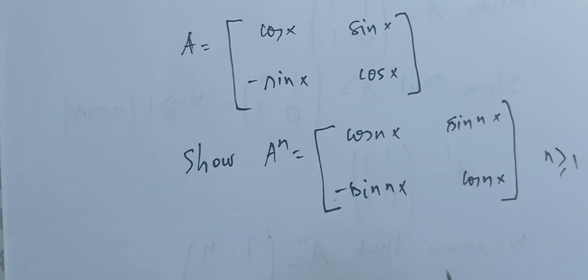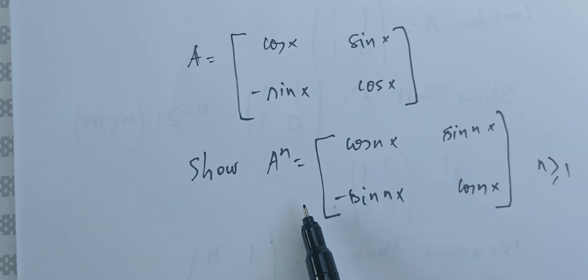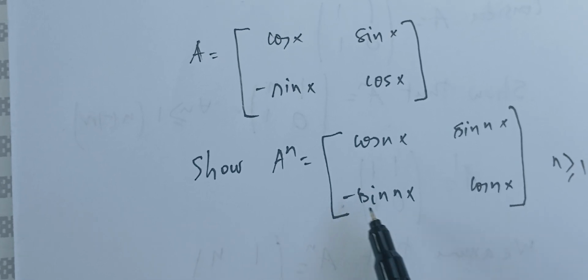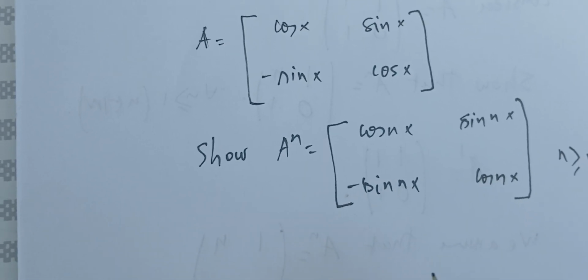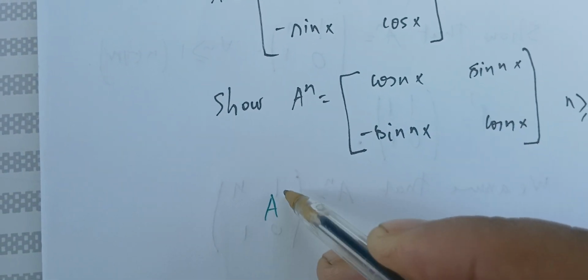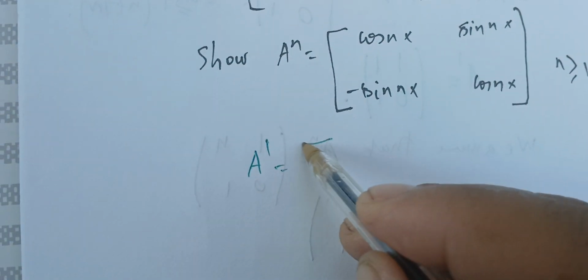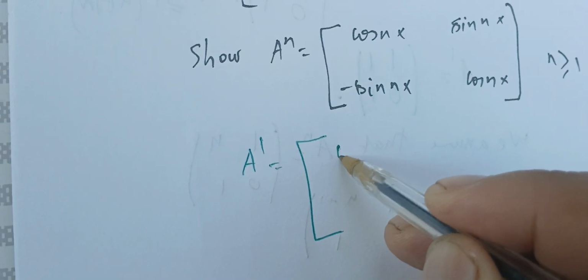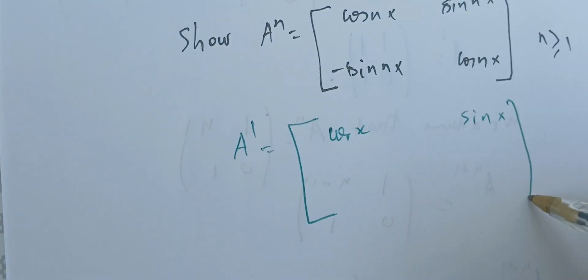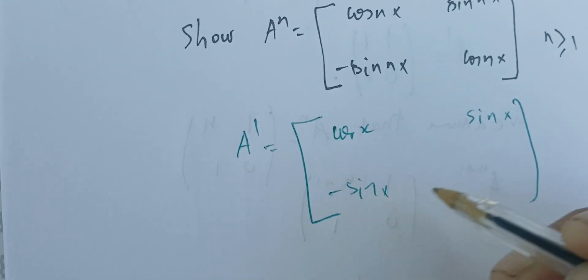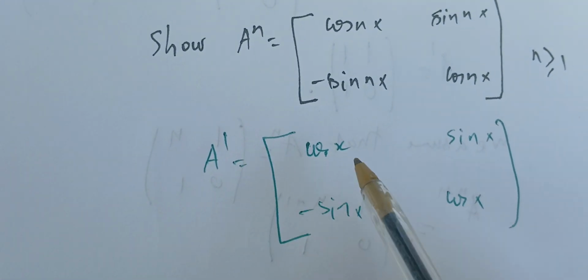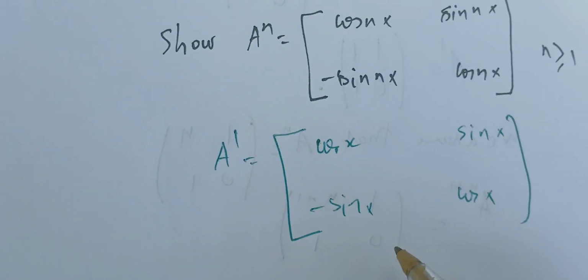So first we check that this property that we want to prove, which is A to the power n, is true for n equals 1. We see here that if we let n equals 1, we're going to have cosine x, sine x, and minus sine x, cosine x. This means that A to the power n is true for n equals 1.